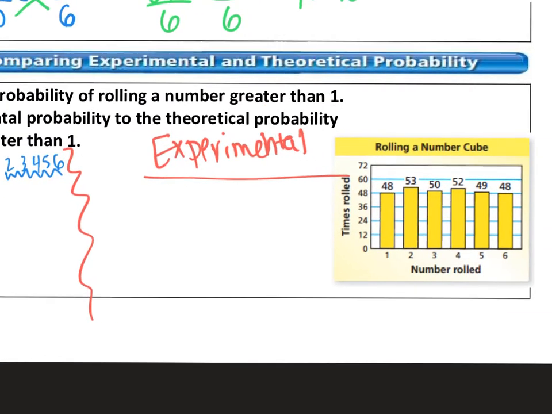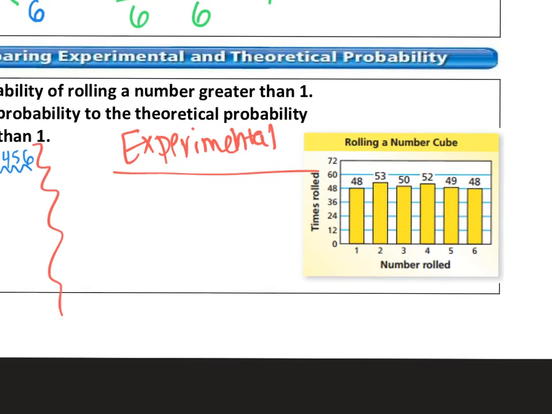Now, when we're looking at experimental probability, we have a chart that summarizes the number of times rolled. Somebody actually did this experiment, but we don't know how many times they did this experiment. We have to count it up. So the total number of times, remember, goes in the denominator. So we need to add up all of these rolls in the denominator. 48 plus 53 plus 50 plus 52 plus 49 plus 48. And when you do that, you should get 300. So that's the total number of times they actually rolled.